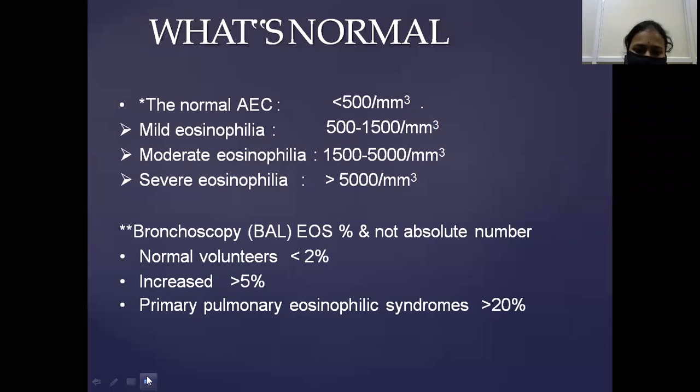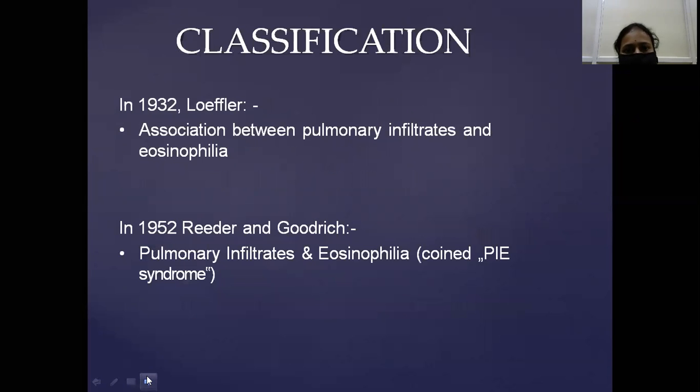In that, the normal BAL eosinophil percent is less than 2%. If it is more than 5%, then we denote it as an increased BAL eosinophil count. If the eosinophil percentage is more than 20%, then it is called a pulmonary eosinophilic syndrome.